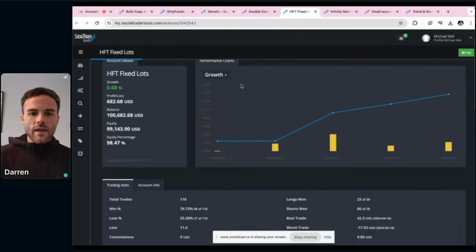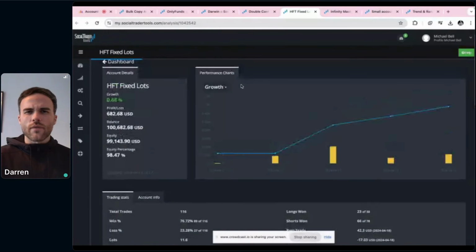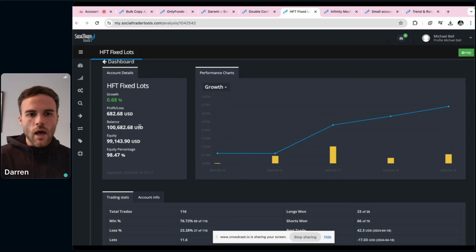So I kept the lot sizes low. I haven't seen the drawdown go over 1,500 so far. I've been running it for a month, although obviously this has only been running since last Monday. So it did 700 USD. It's in a little bit of drawdown, but once that closes, the account should be up 1K.